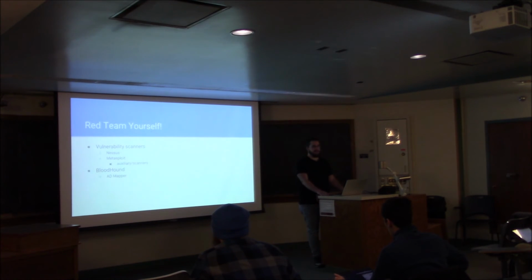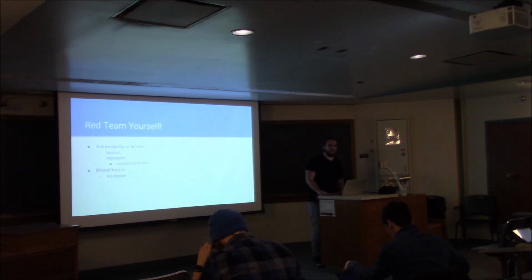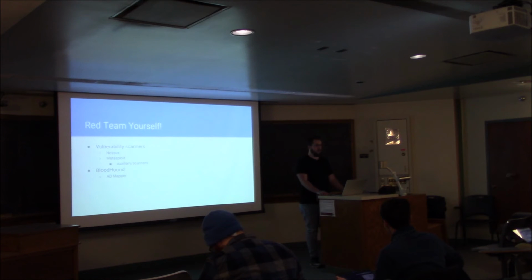Vulnerability scanners are always a good place to start. Nessus. Metasploit has its suite of scanners in the auxiliary folder. Those will just go out, scan your stuff, and look for vulnerabilities. And then if you're using Active Directory or a bunch of Windows stuff, Bloodhound, which has a tagline of like seven levels of domain admin or something, is a really good tool for checking if any of your users have the ability to become a domain admin.